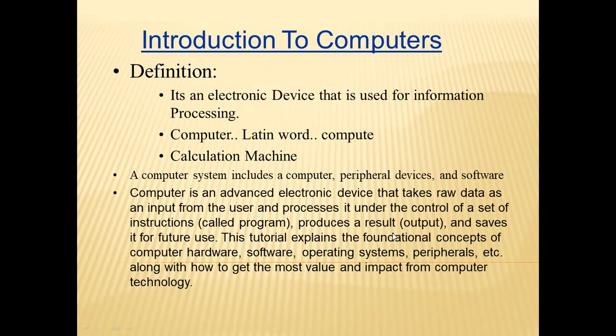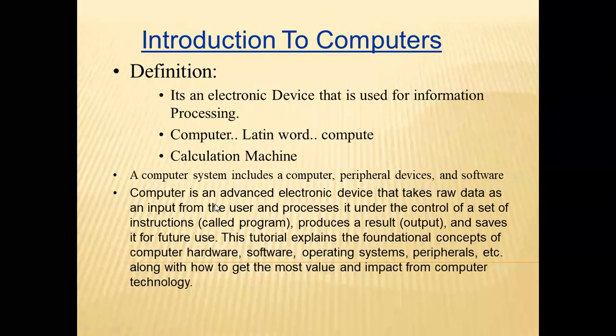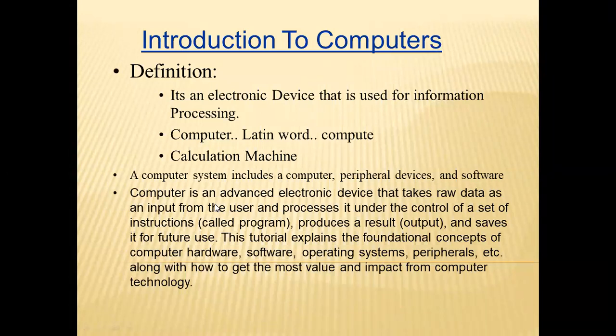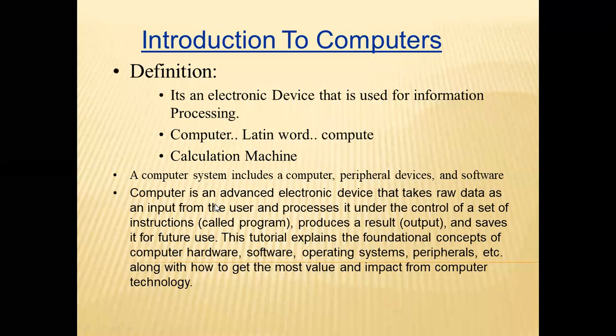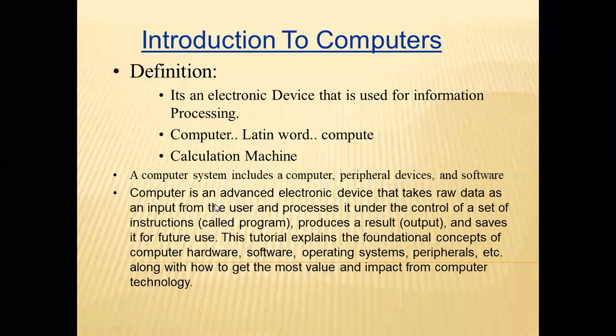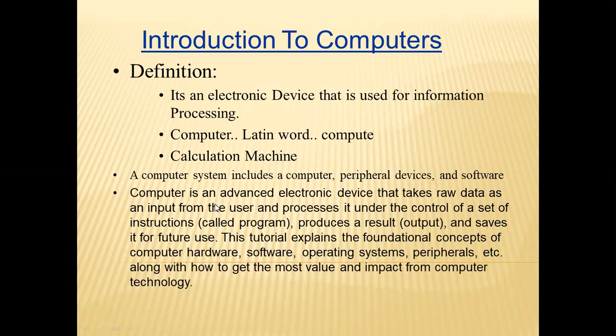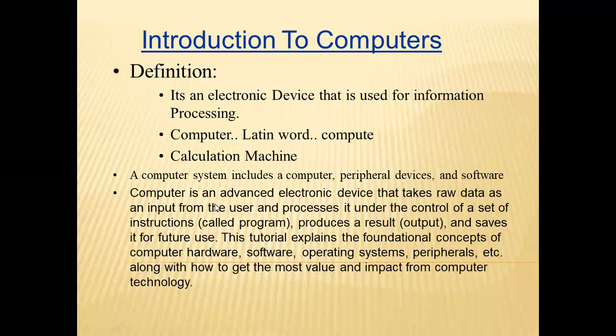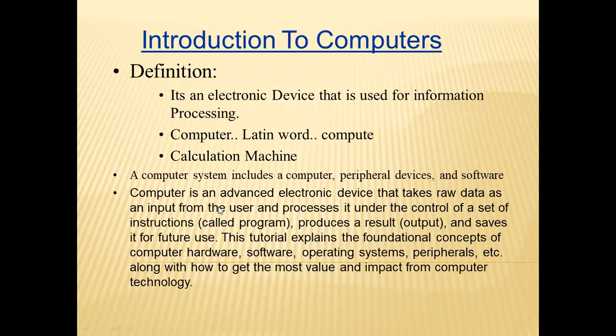A computer system includes a computer, peripheral devices, and the software. Now, the computer is an electronic device which consists of two parts, the hardware and the software. Hardware would consist of the screen, CPU, keyboard, mouse. All those things would be in the hardware part. Now the software part would consist of a set of instructions, the operating system which is running the computer. All those things would consist of the software. The detail we will do afterwards.